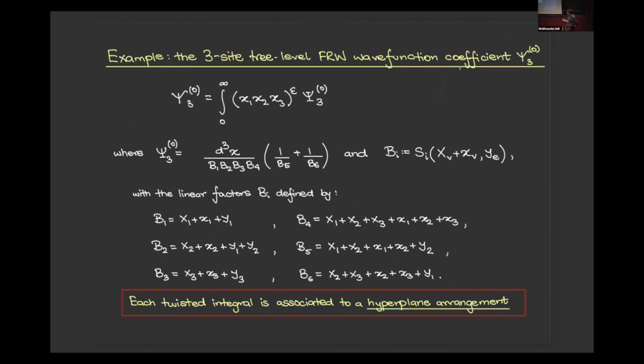To get to the cosmological wave function coefficient, we simply shift the hyperplane polynomials which we obtained in the last slide. We shift the uppercase x's with little x's, tack on the integration measure in the little x's, multiply it with the twist, and that gives us the twisted FRW integral. For the three-site arrangement, I have 6 of these hyperplane polynomials BI. They correspond to two-dimensional planes in three-dimensional little x space. And in a more generic setting, each twisted FRW integral is associated to some hyperplane arrangement.